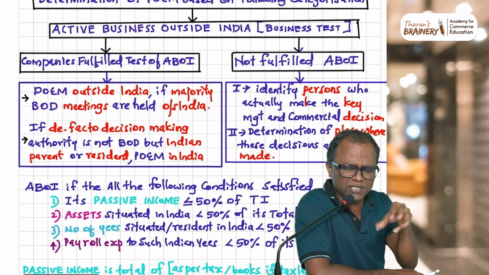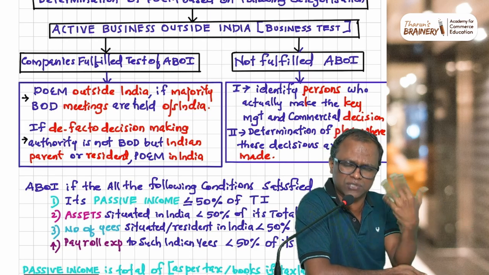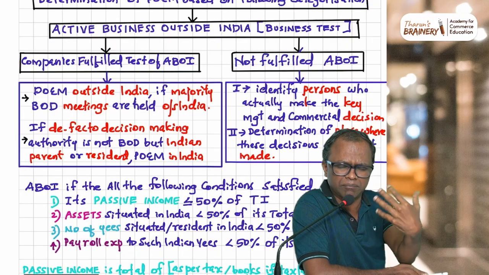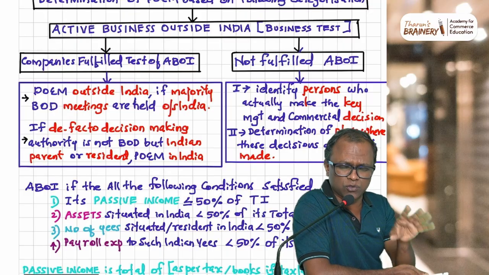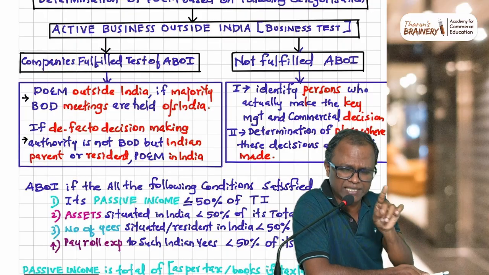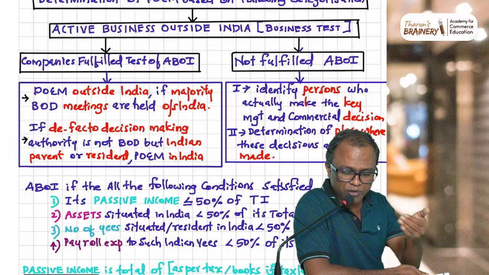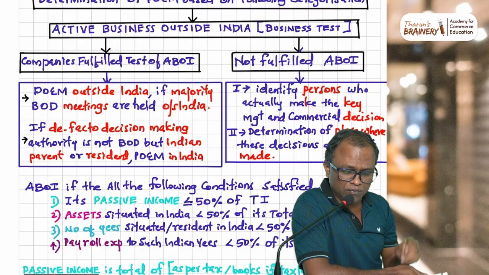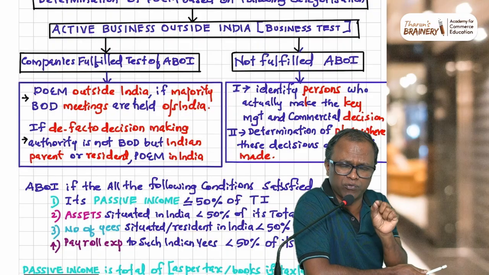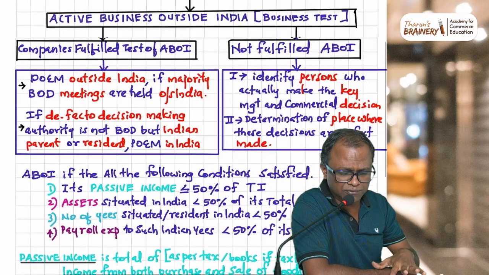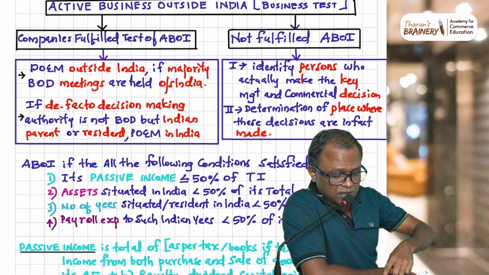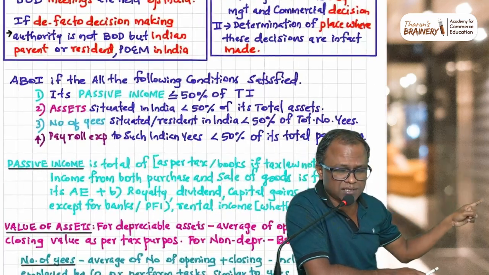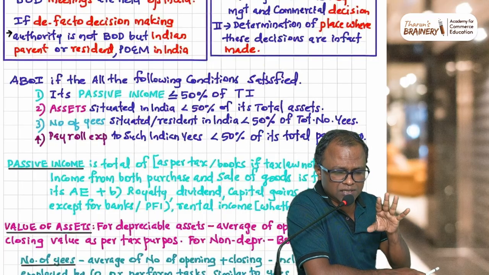See, active business outside India means the main business of that company is outside India. Not outside India means the main business sometimes may be in India. So first we should find out that. Then we will decide how to find out the POEM. So before going into the POEM test, first we should find out the active business outside India test. So whether the active business is outside India or not, how will we find out that? First, we have to see the following 4 conditions. If all these 4 conditions are satisfied, we can say that it is active business outside India.